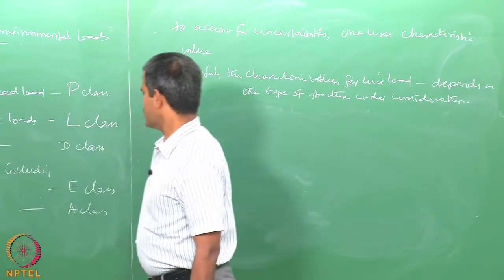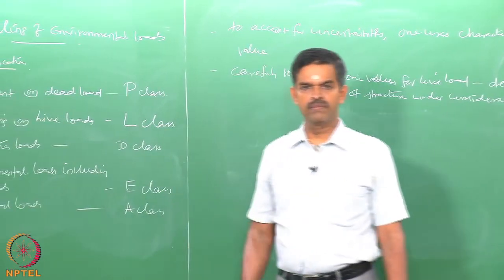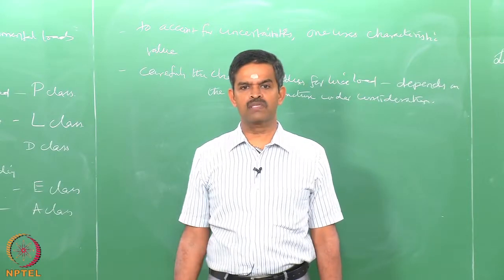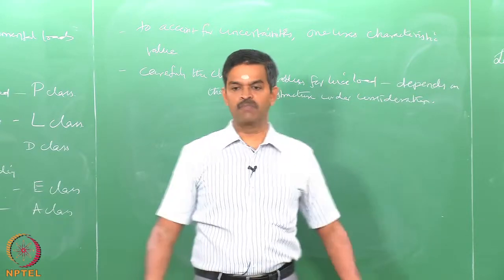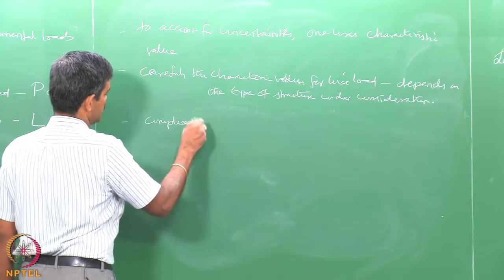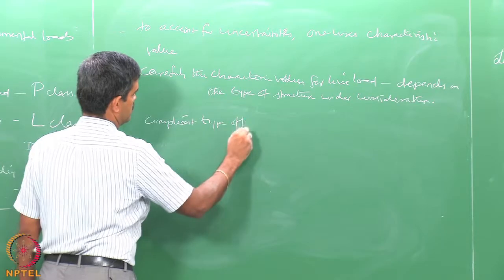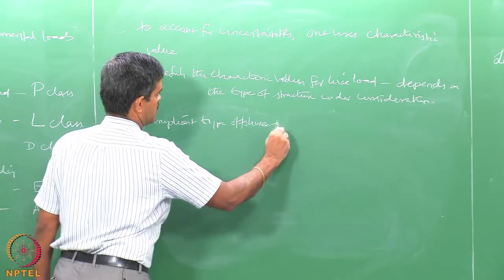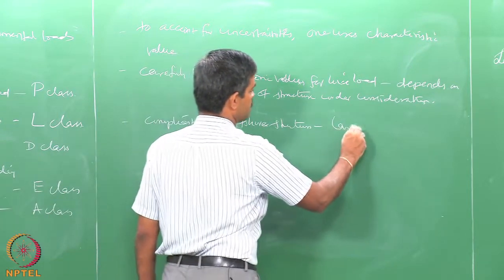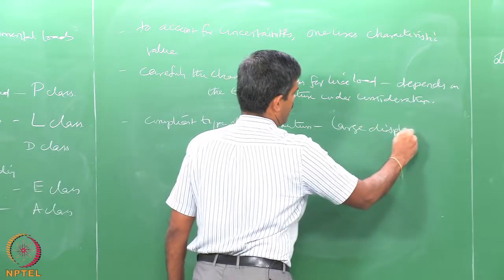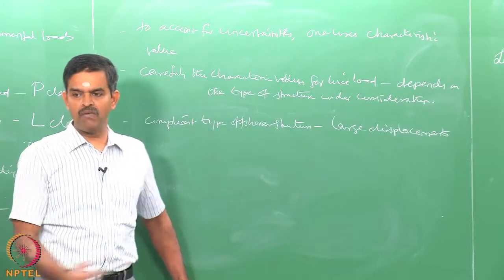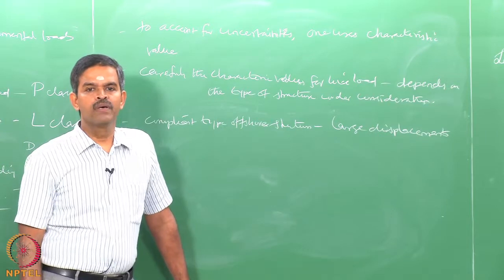The next comes the deformation class loads, which is called D class loads. D class loads are actually caused by the imposed deformation on the structure, which arise from large displacement. We are talking about compliant type structures which actually result in large displacements because they are designed for large displacements. That is how they alleviate the loads acting upon them.